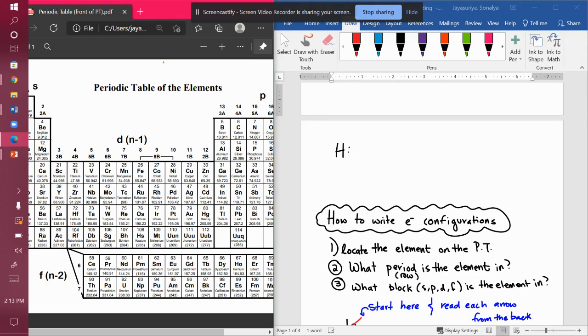Okay, so welcome to part 2 of electron configuration. In the previous video, I did a quick intro to electron configuration, and now we're actually going to go into the meat and potatoes of it.